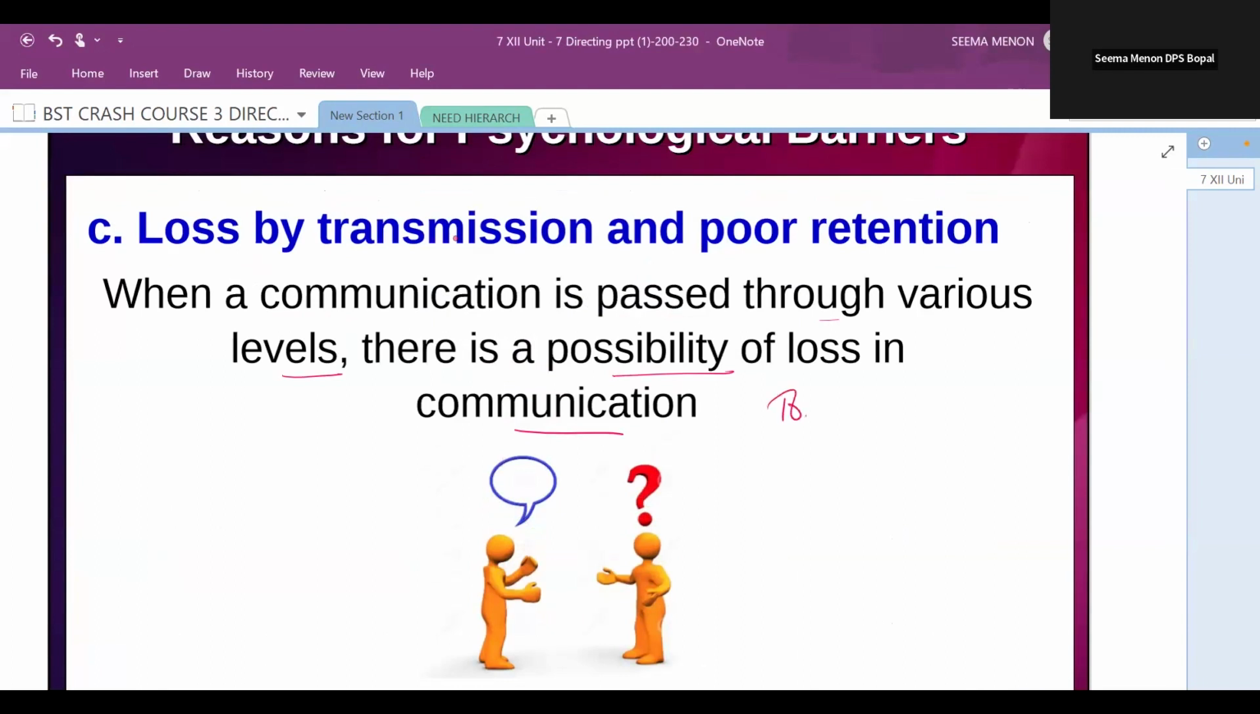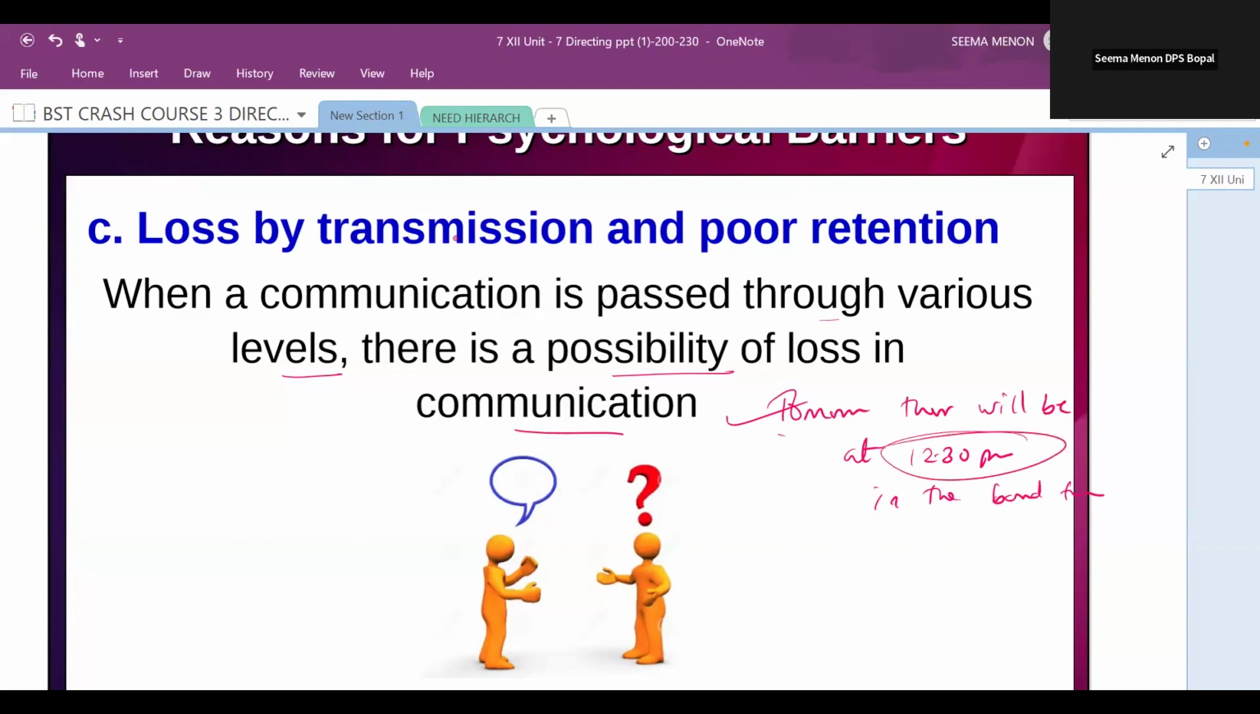Suppose tomorrow there will be a meeting. There will be a meeting at 12:30 p.m. in the boardroom. Okay, this is the message. From the top level it comes to the middle level. They are also passing this on, but at the bottom level, from the office executive to the supervisor to any other level, what can happen?